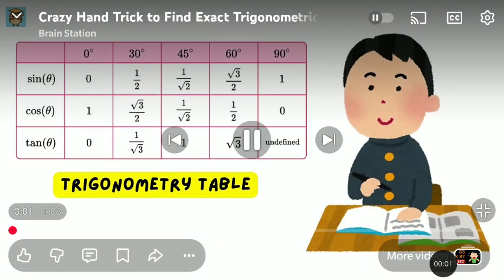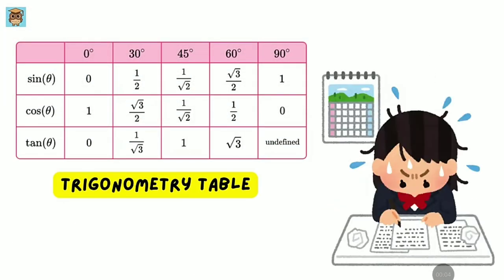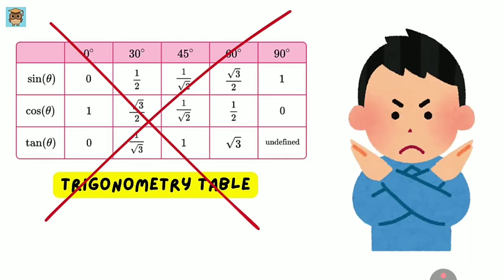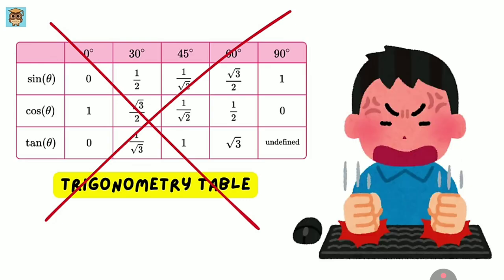In 8th or 9th grade, we were all asked to memorize the trigonometry table because questions related to it would appear in exams where we were not allowed to use the table. In my case, I would often confuse the values for 30, 45, and 60 degrees. And it was honestly so frustrating.